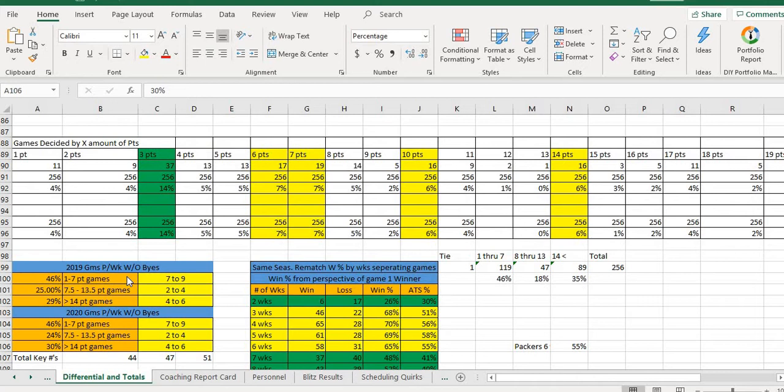In 2019, 46% of all games were separated by 7 points or less. 29% of games were separated by 15 points or more. So only 25% of the time do we have a game landing between that 8 and 13 range, that mid-range that a lot of us don't like to take.